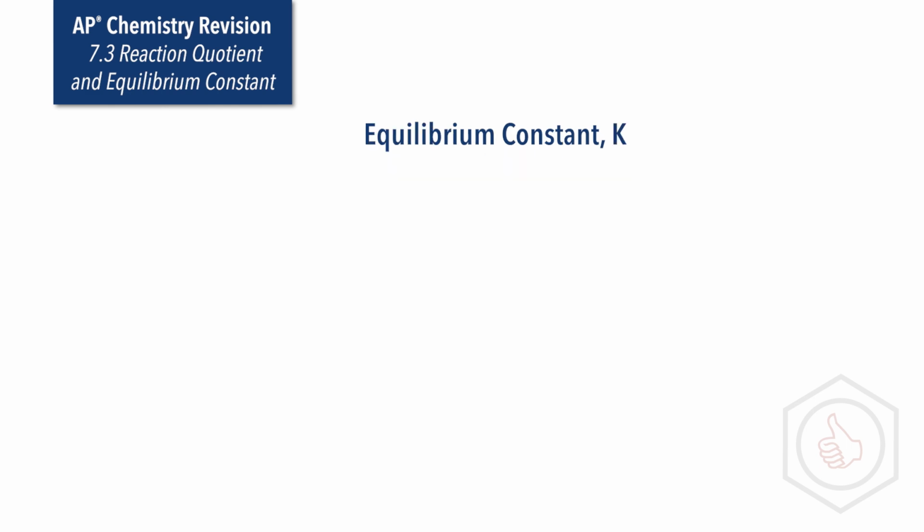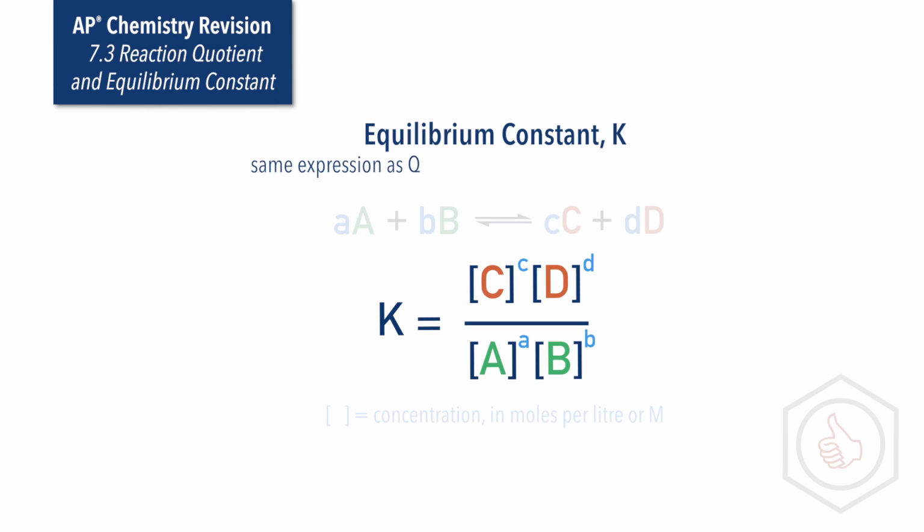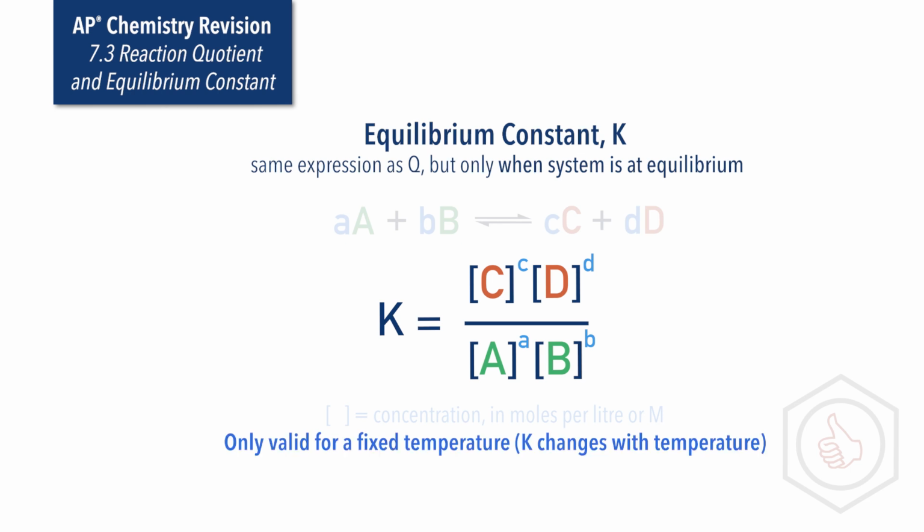The equilibrium constant K uses the same expression as Q, but only applies for a system when it is at equilibrium. Now, K is only valid for a given temperature and does not change unless the temperature changes. This sounds confusing, but what it really tells us is that when a system is at equilibrium at a specific temperature, the ratio of concentration of products to reactants in the mixture will always equal the value K.